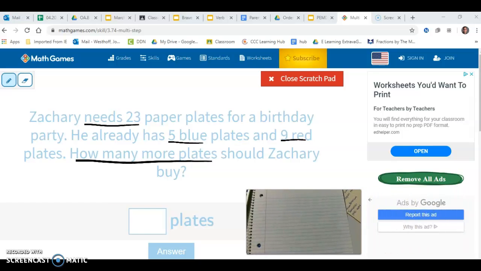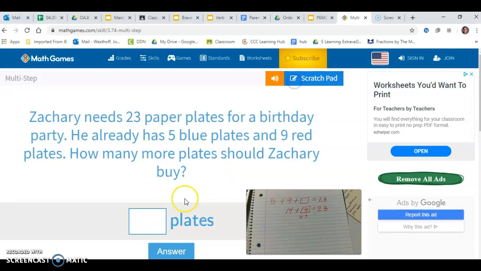I'm going to choose to count up. So look down here at my recording. I already have 5, and I have 9, and I need some more because in the end Zach needs 23. 5 plus 9, that's 14. Plus something is 23. Well, I know 6 will get me to 20 and 3 more, so the answer is 9. So, close my scratch pad. The answer is 9.